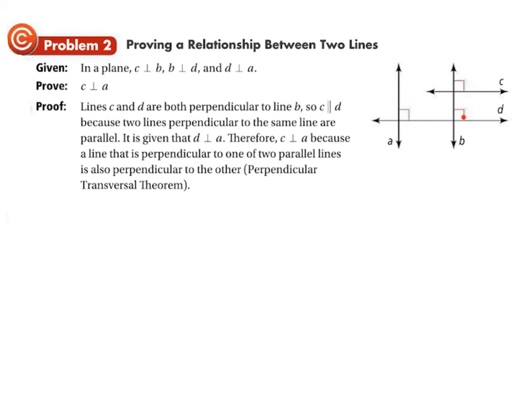Lines C and D are both perpendicular to B, and remember, if two lines are perpendicular to some other line, they're parallel to each other. So C and D are parallel because two lines that are perpendicular to the same line, in this case B, are parallel. And we've also been given that D is perpendicular to A. So therefore, C must be perpendicular to A as well, because if some line is perpendicular to one of two parallel lines, it's perpendicular to the other one. Since A is perpendicular to D, it's also perpendicular to C because we've determined they're parallel. That is the perpendicular transversal theorem.